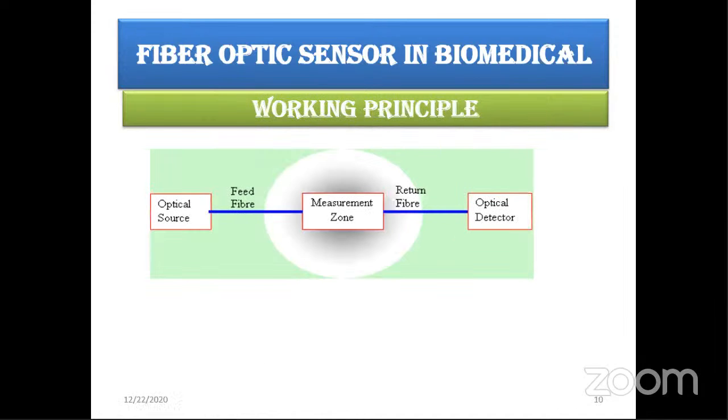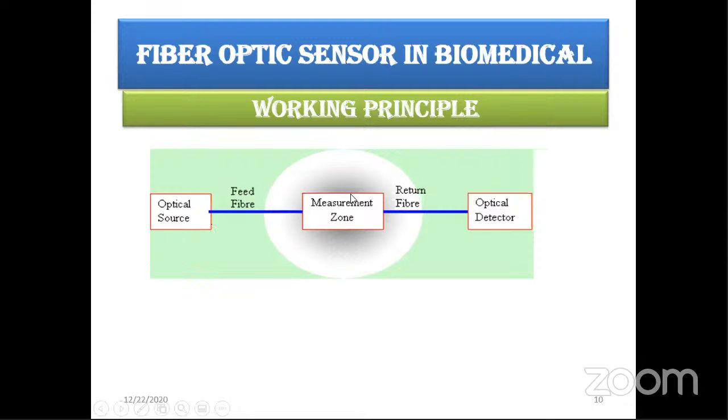Next one, working principle. So already I told that here there will be an optical source. This will be the same as that of optical communication. So there will be an optical source and an optical detector, and in between we will have one optical cable. So here the light is transmitted, but in order to place a sensor, we are using a measurement zone.